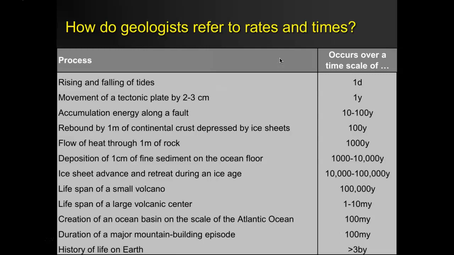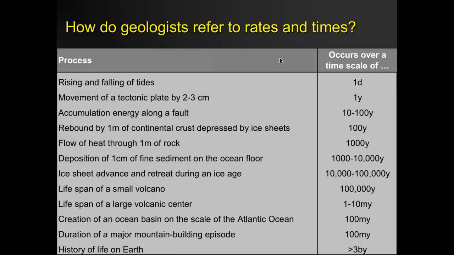We look at how the continental crust has been depressed by ice sheets when there's a time of glaciation, when we're in an ice age. And then when that comes off, there's a time that it takes for the continental crust to rebound from that event. So looking at these other ones, there's flow of heat. There's that slow and steady falling of sediment to the sea floor. There's ice sheets advancing and retreating associated with ice ages or interglacial periods.